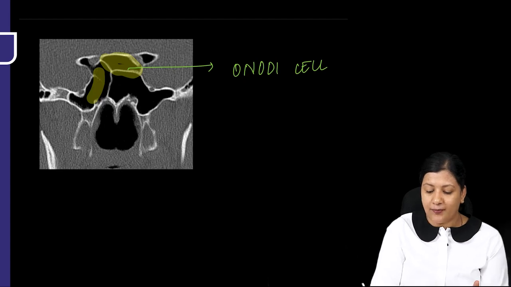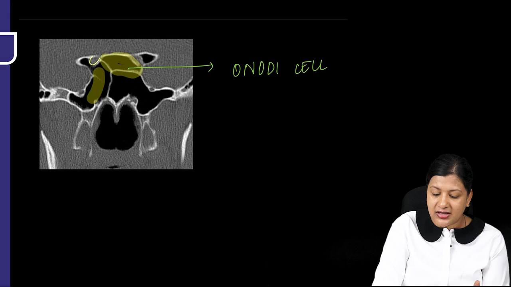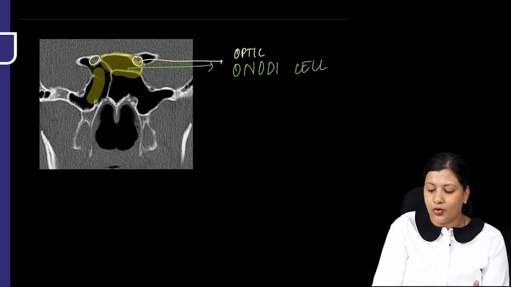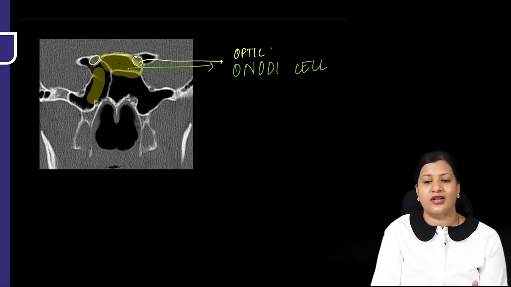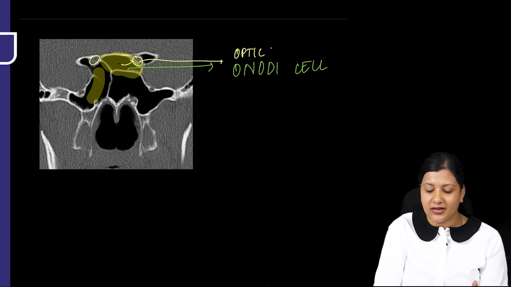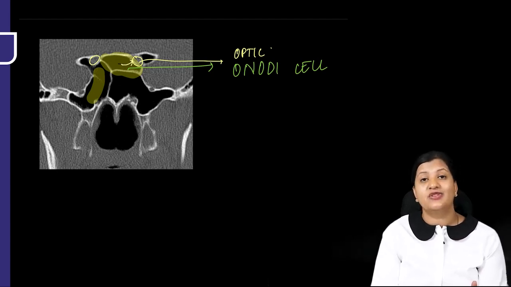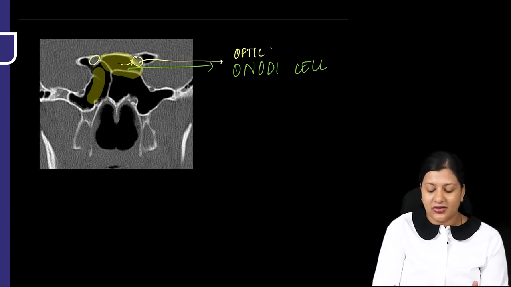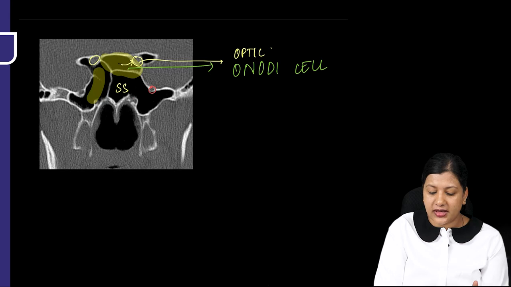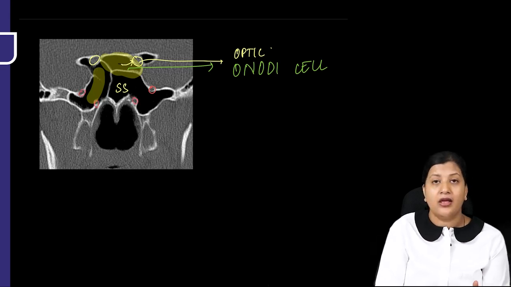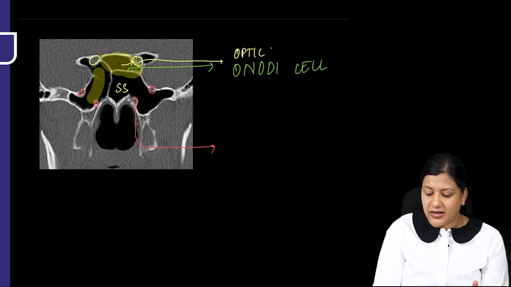But what is very important, are you able to appreciate these structures over here? This is nothing but your optic nerve. So the Onodi cell is in very close relation to the optic nerve. You can see within the cell the optic nerve present. So this is the CT scan showing you the Onodi cell. So this is basically your sphenoid sinus, and in the floor of the sphenoid sinus we see two foramina. This is the Vidian canal below. So this is your Vidian canal.